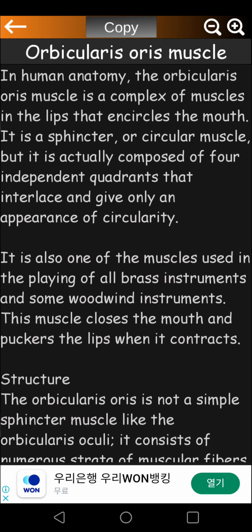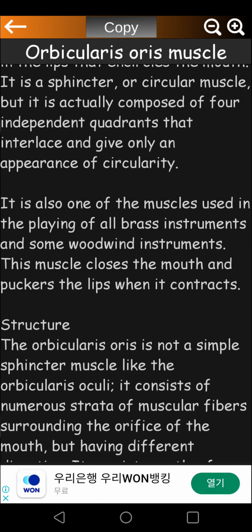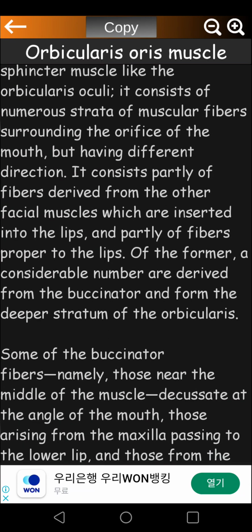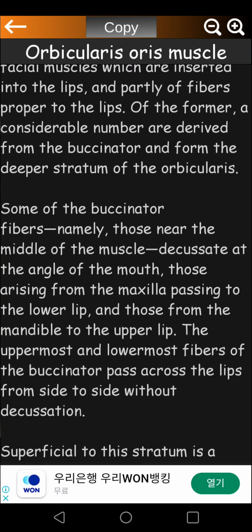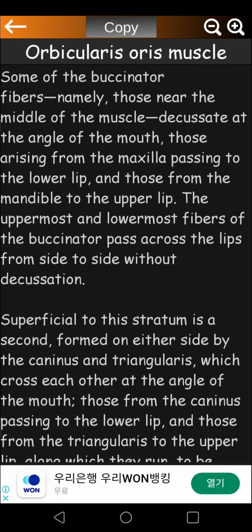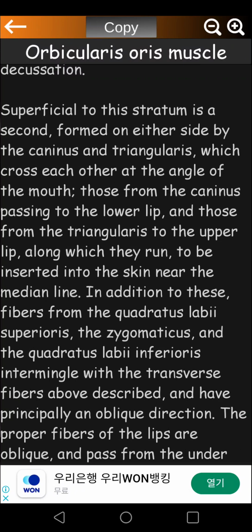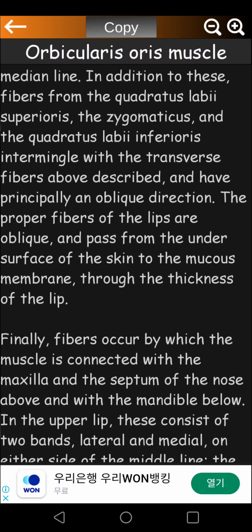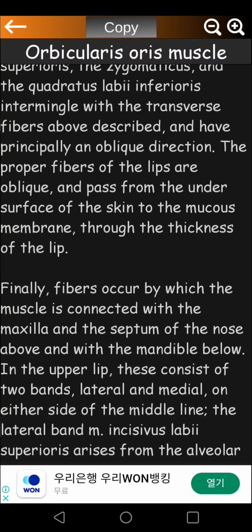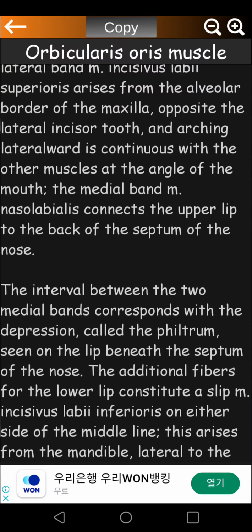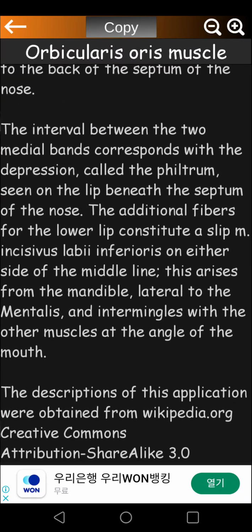Orbicularis oris muscle. In human anatomy, it is actually composed of four independent muscles, surrounding the mouth and consisting partly of fibers of the other mouth muscles. The upper part is separated on either side by continuous triangles, principally in an oblique direction. Muscles at the angle of the mouth intermingle.